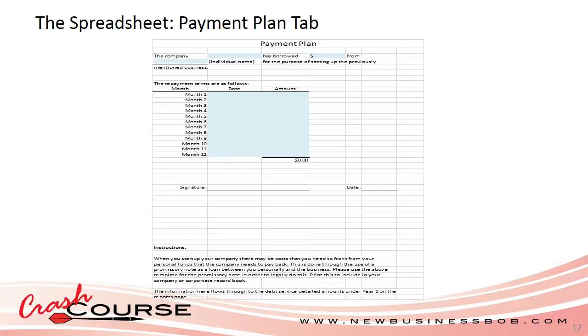This is empty right now. How to use it is, it's just a standard agreement. If you wanted to use it, it says the company, so ABC Service Company has borrowed X dollars from you as an individual. That would be Nissa in my name, for the purpose of setting up the previously mentioned business. This can be $100, $1,000, $2,000, however much you as an individual have lent the business to get it started up, to recoup it.